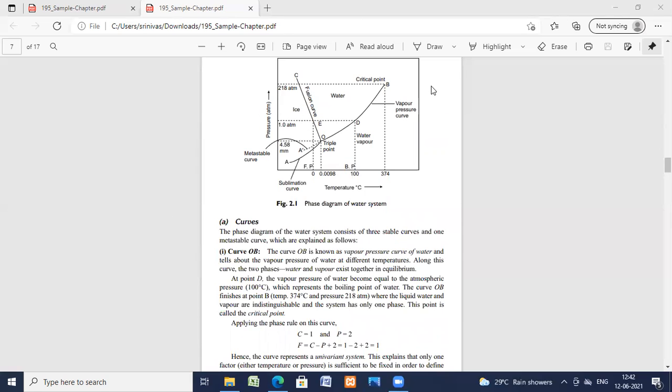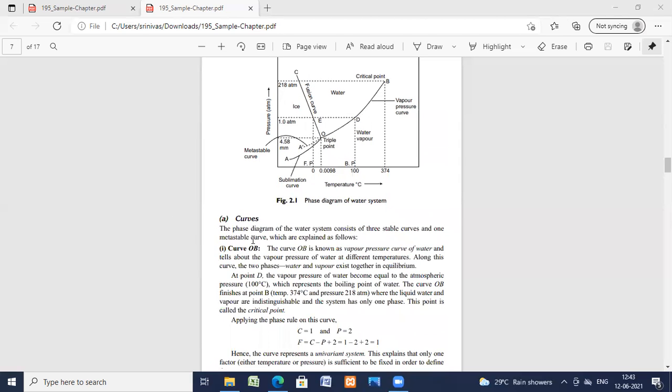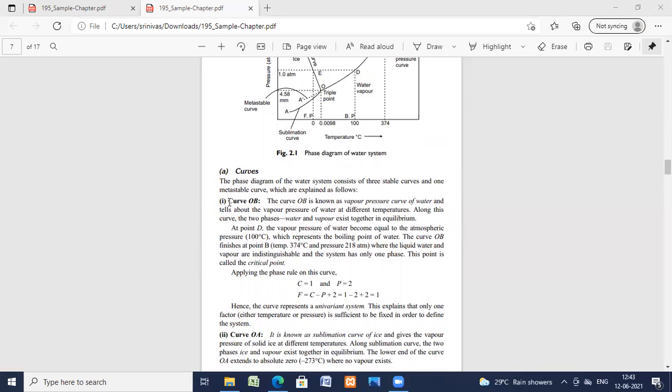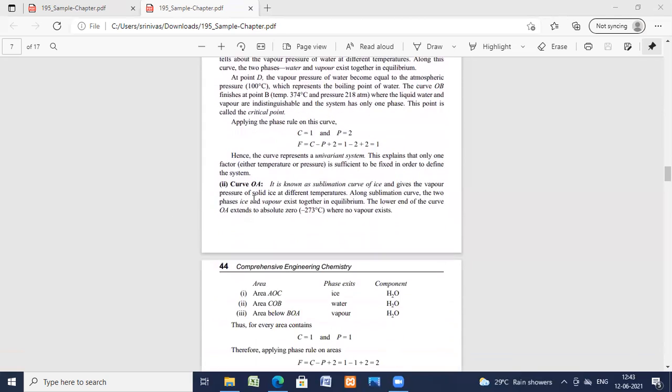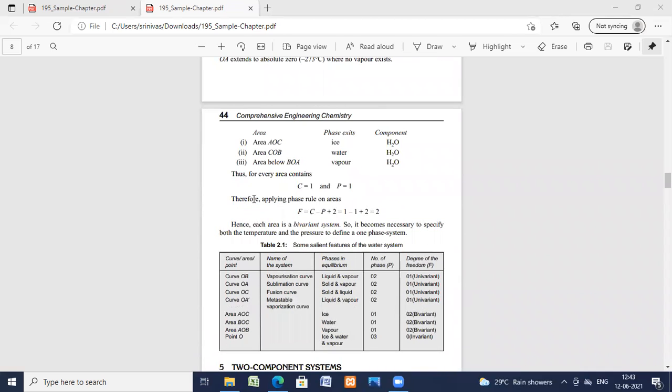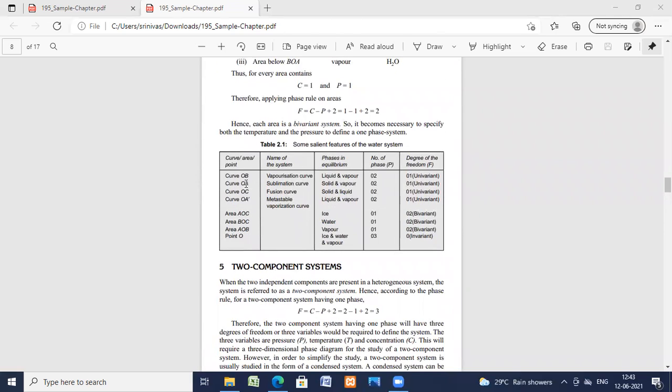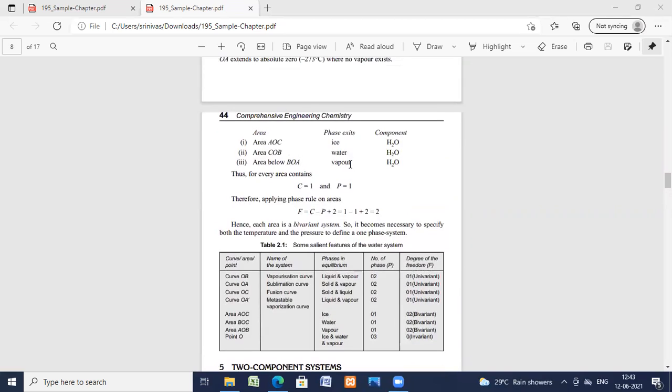Here you are having these phases. This is the triple point O, with curves OC, OB, OA. Pressure is on the y-axis, temperature on the x-axis. See how these are changing. The curves here are OB, OA, and OC, and the areas are AOC, COB, BOA. You can see the salient features of this water system, how it is changing.